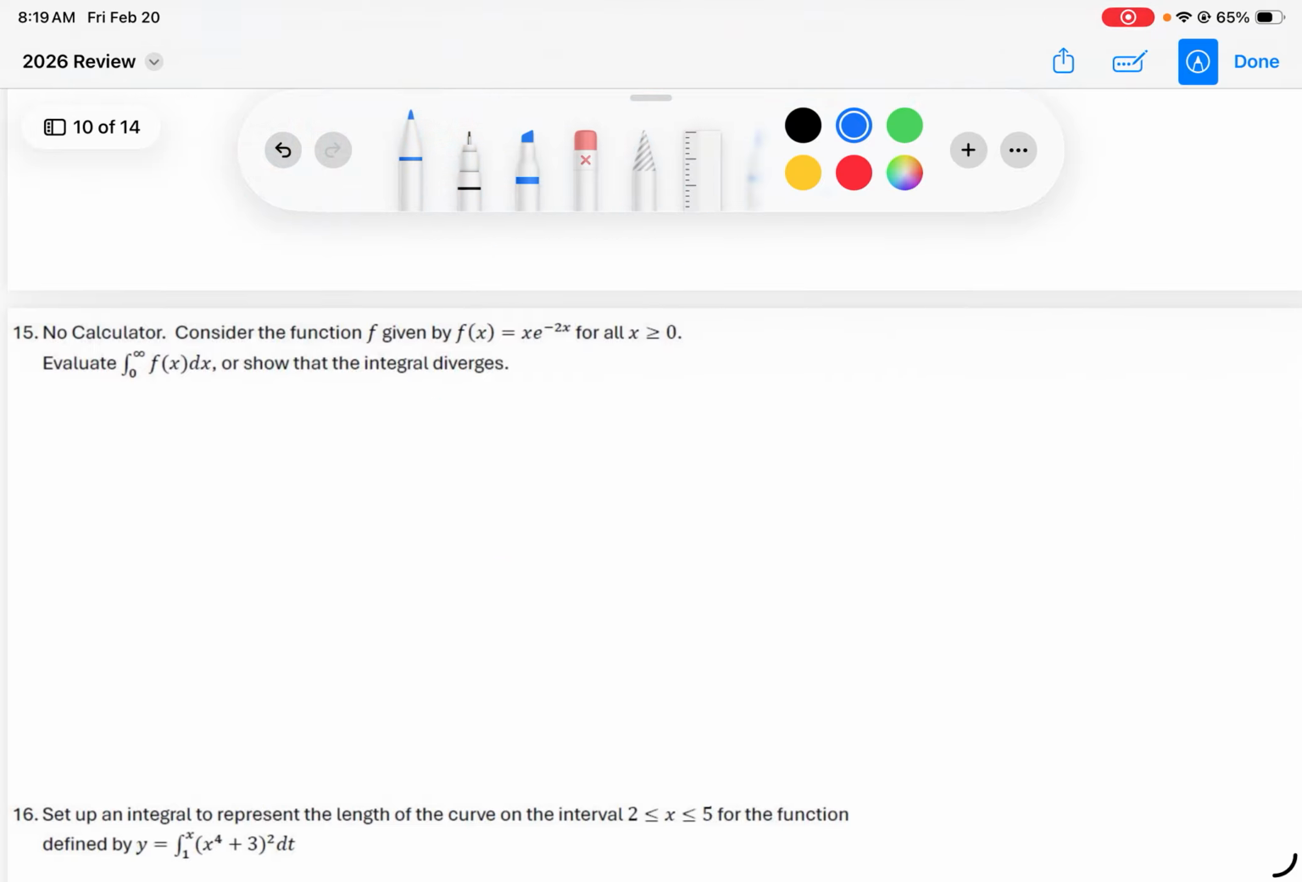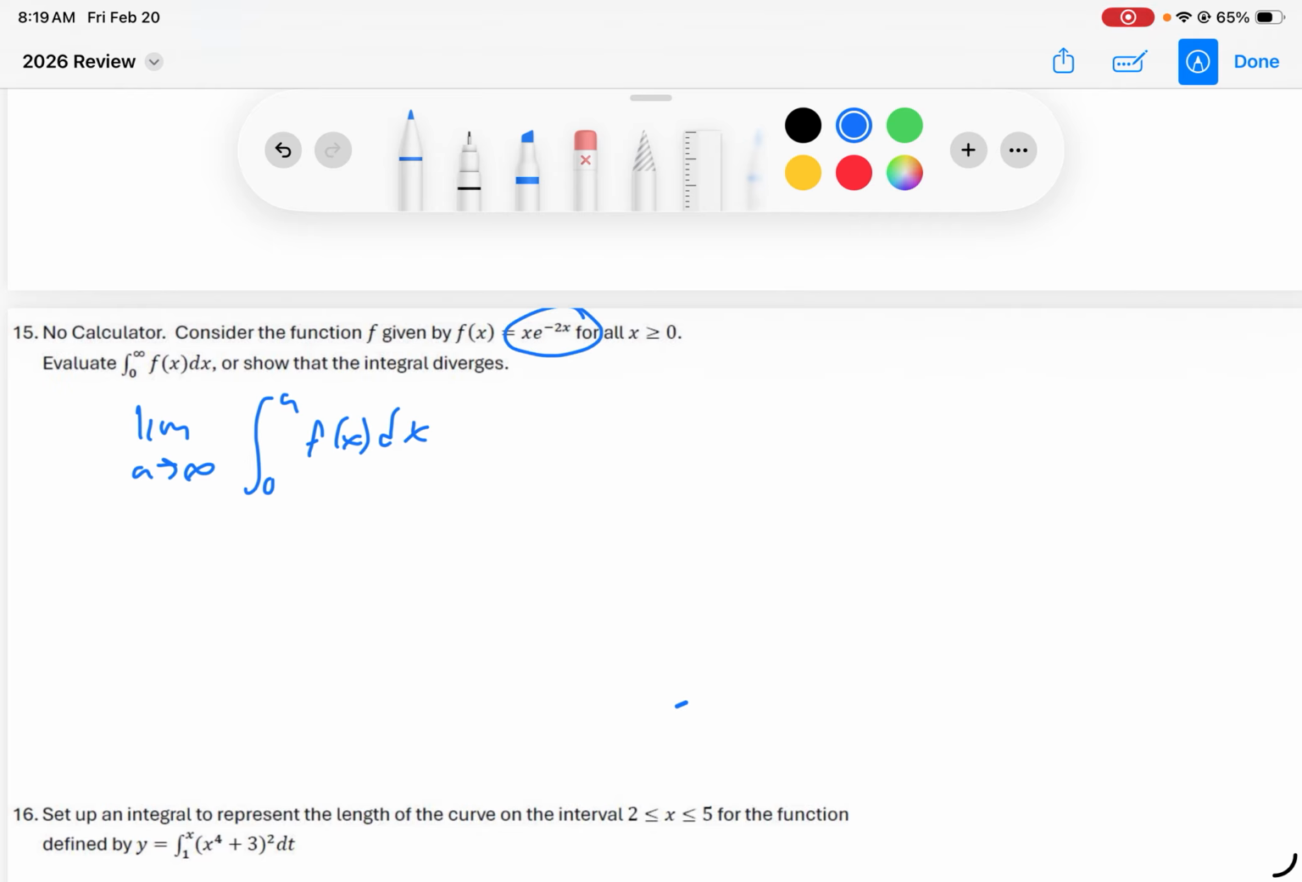No calculator for number 15. Consider this function, evaluate that indefinite integral, so improper integral. All right, so this one has two ideas. It's got this limit as a approaches infinity, the integral from 0 to a of f of x dx. But f of x is all this.